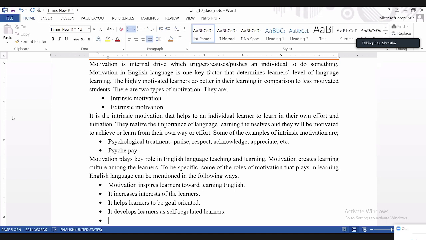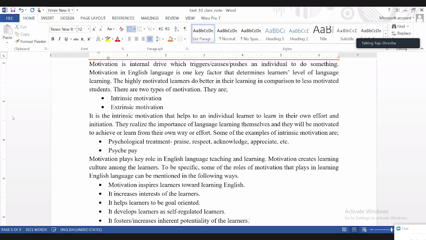Motivation inspires learners towards learning English. It increases the interest of the learners. It helps learners to be goal oriented. It develops learners as self-regulated learners. Motivation helps the learners to bring out their internal ability. It fosters, or increases, the inherent potentiality of the learners.